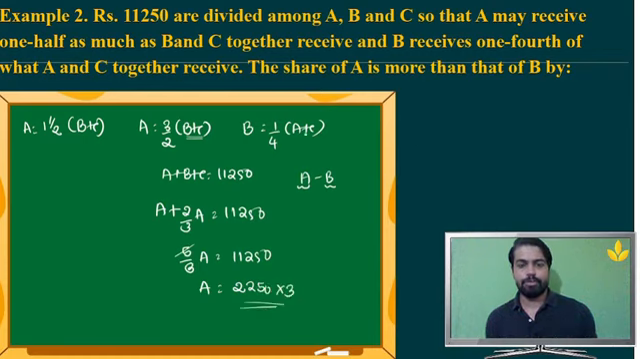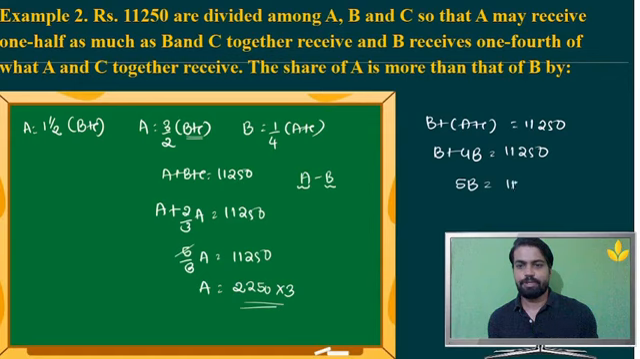What about B? So by solving this, I get to know B plus A plus C is equal to 11,250. This A plus C can be replaced by 4B, which is equal to 11,250. So that is 5B is equal to 11,250. When I solve, I get B is equal to 2,250.